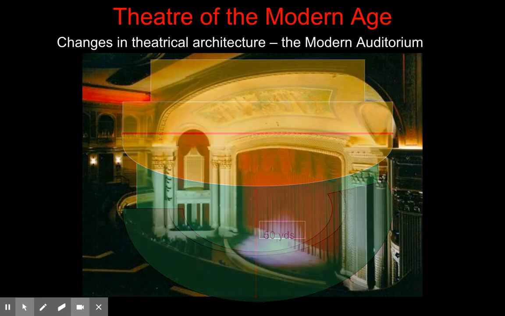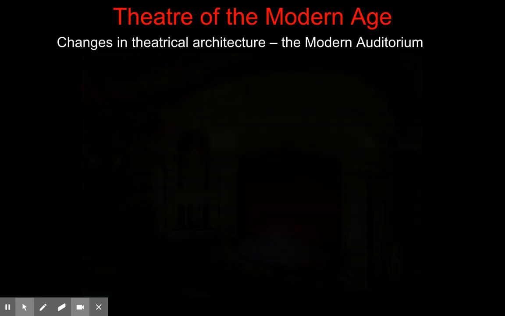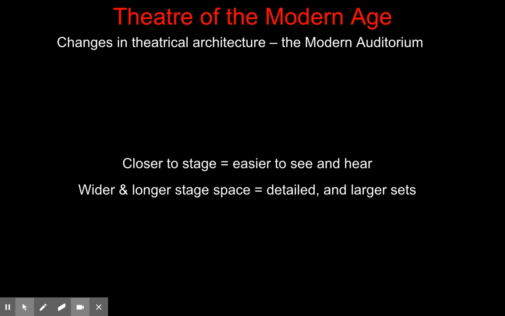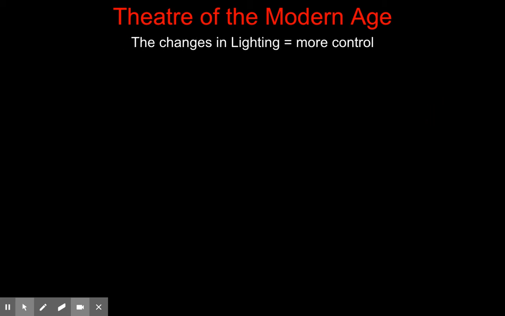That allows actors to begin to change the way they speak and the way they say words, and even change, in some cases, the storylines. The closer you are to the stage, the easier it is to see and hear, and the wider and longer the space, the more detailed and larger sets you can have. So this allows the sets to become more realistic, but it also allows the acting to change.